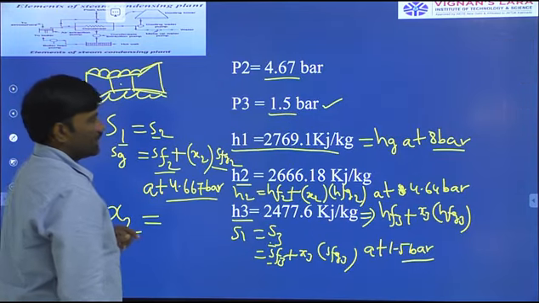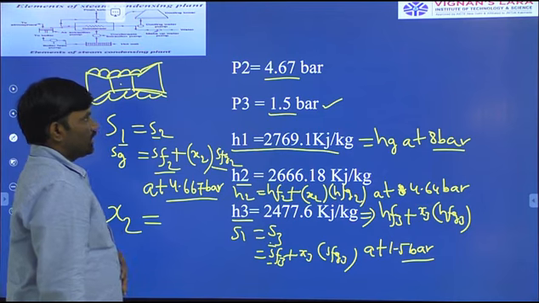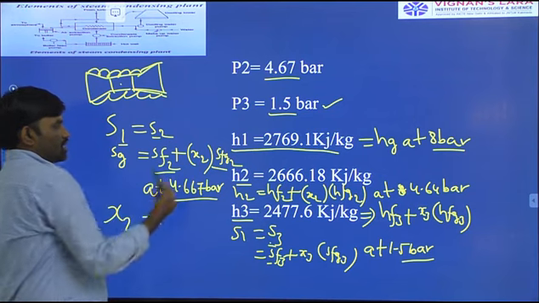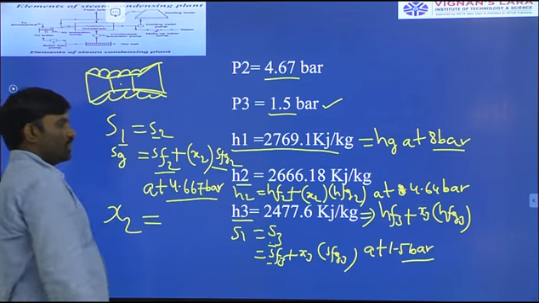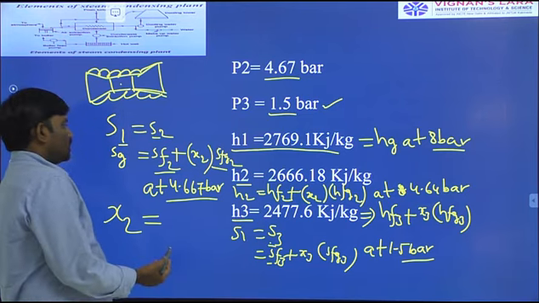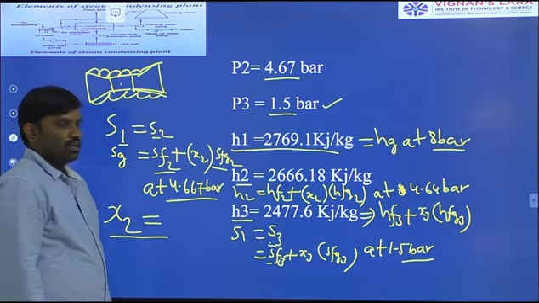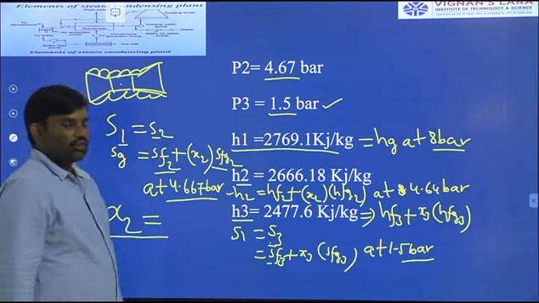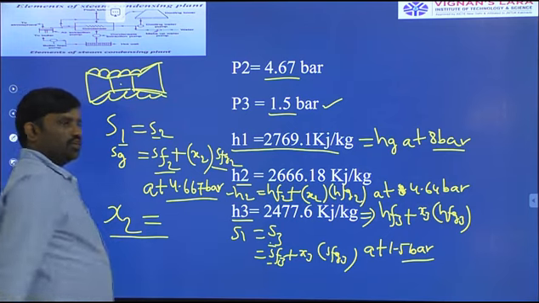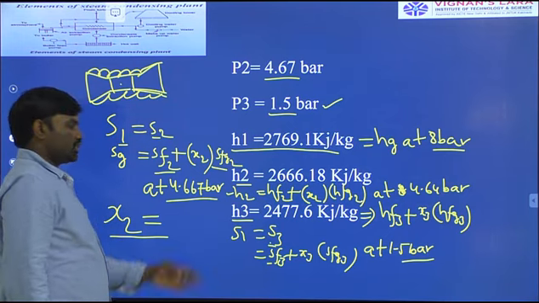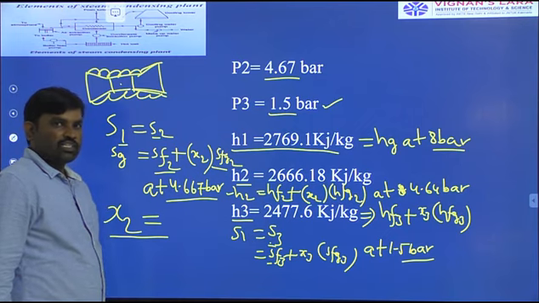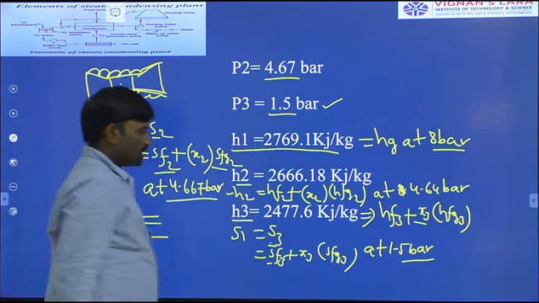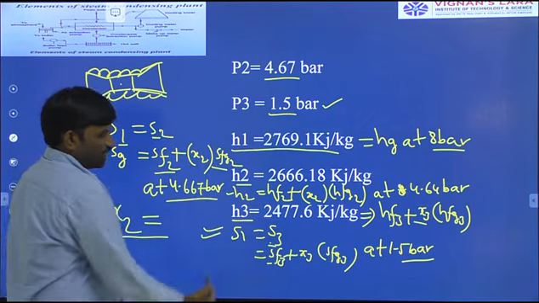Okay, P2 value is 4.67 bar. After knowing the P2 value, you can easily take the properties SF, SFG, HF and HFG values from the steam table book, and you can easily evaluate the X2 value, the dryness fraction. With the help of the dryness fraction at throat section X2, you can easily evaluate the H2 value. After evaluating the H2 value, you can apply the same procedure to the diverging portion also. At the diverging portion, the dryness fraction of steam is X3, and that X3 value also you can easily calculate by applying the constant entropy relation.